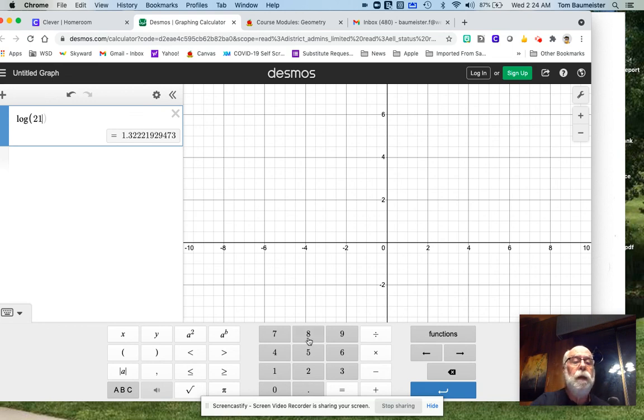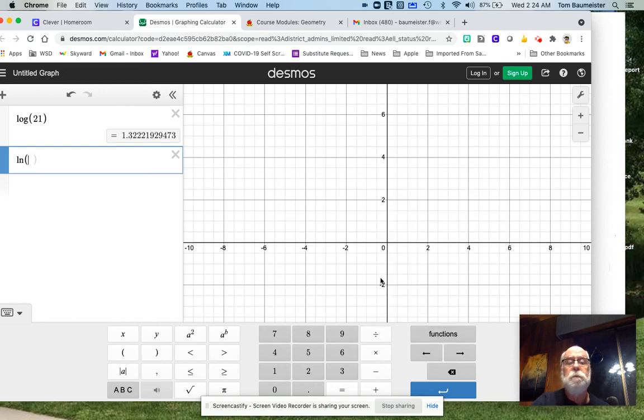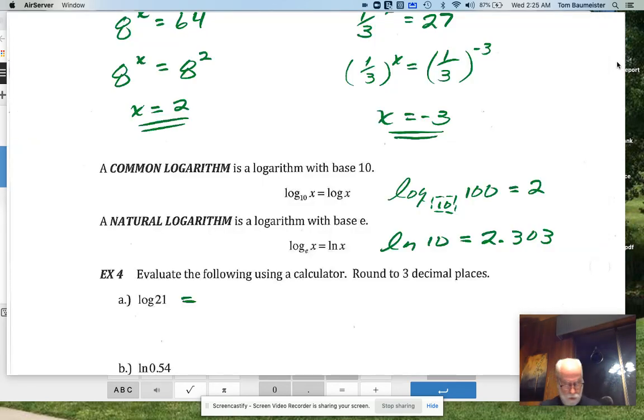And then I told you I'm going to do the natural log. So natural log is ln. And on that one, I had 0.54. And on that one, I do have negative 0.616. Okay. So I just did the last two there real quick for you.